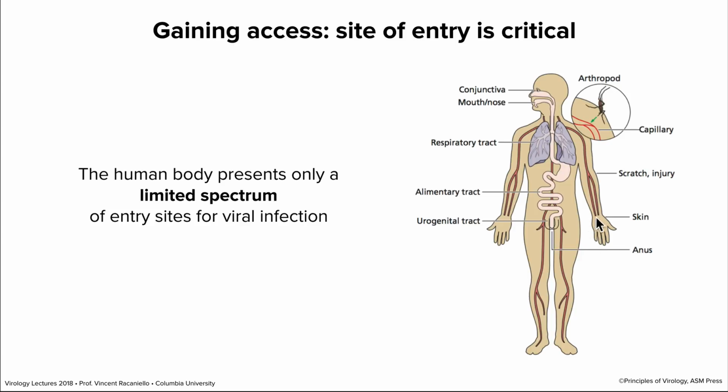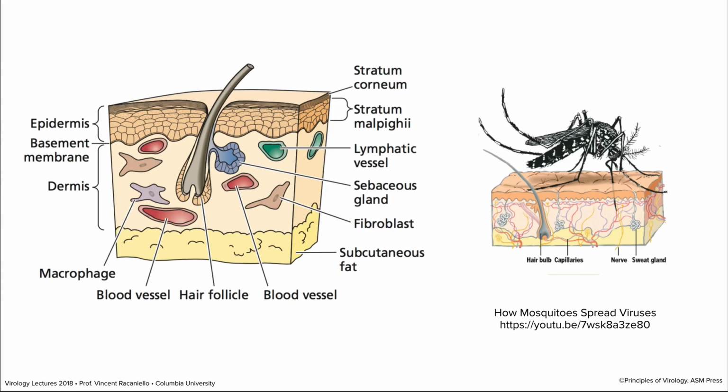Your skin is the largest organ in your body, but the outer layer is dead, so it's not a very good site for infection unless you have a scratch or an injury or an arthropod brings virus across the skin. The conjunctiva of the eyes, and that's really it when you look at this picture. Let's look at these in some detail. Here's the skin first.